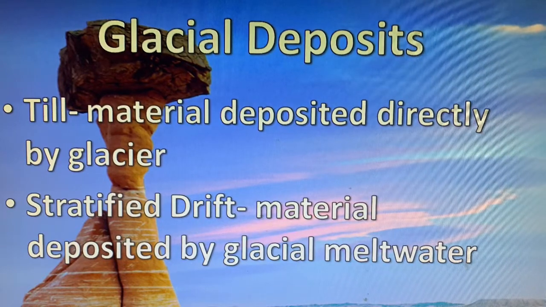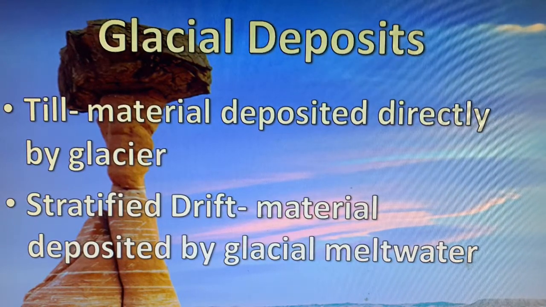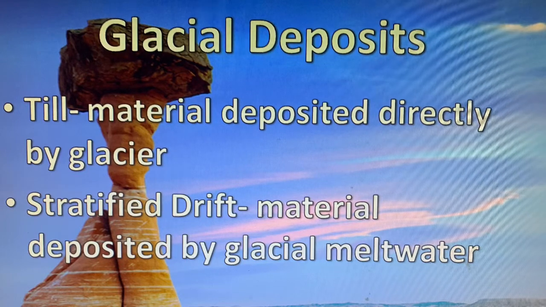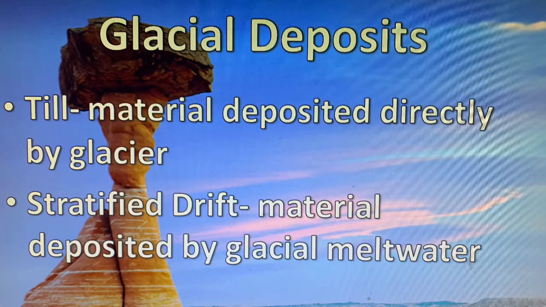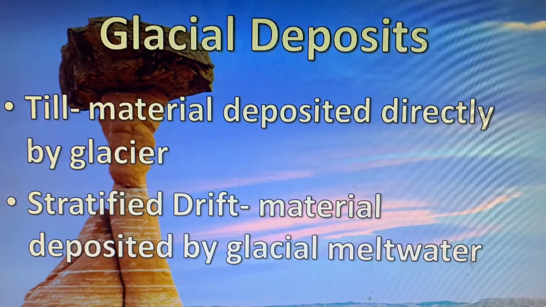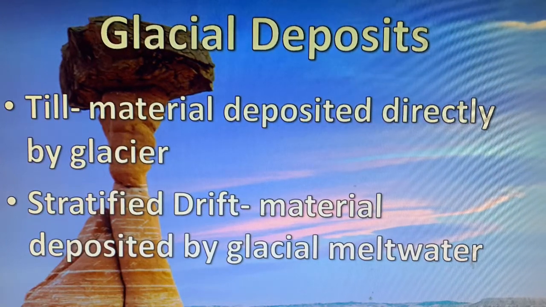So if you imagine the glacier as the example that we talked about of the snow shovel. So the snow shovel pushes forward, that's the glacier. Whatever material the snow shovel physically touches and physically moves and drops off, that would be the till. So the pile of stuff in front of it.